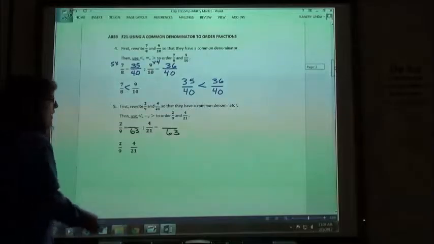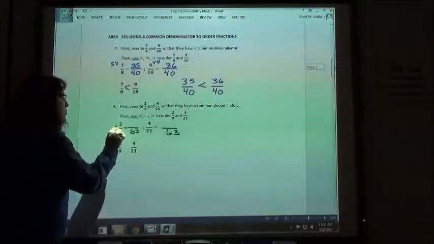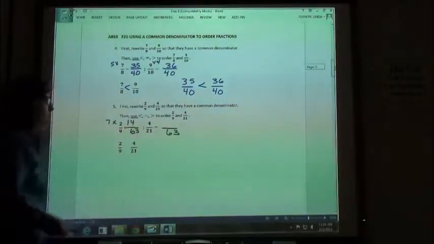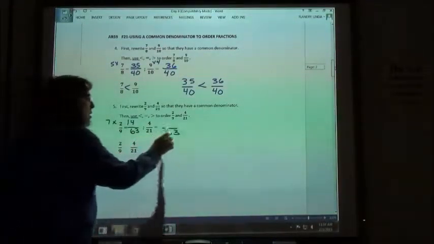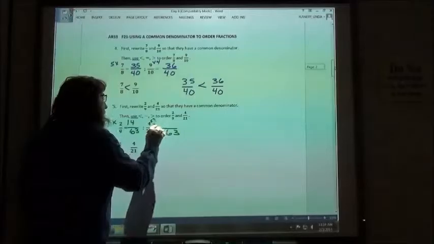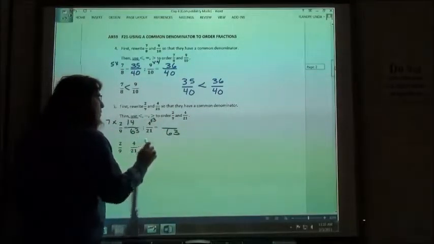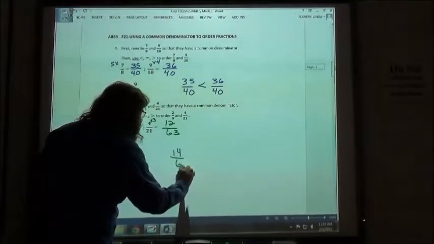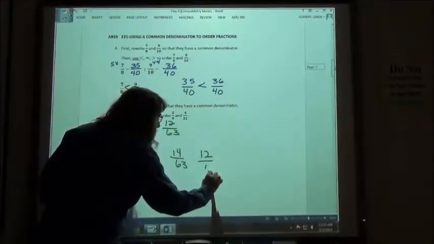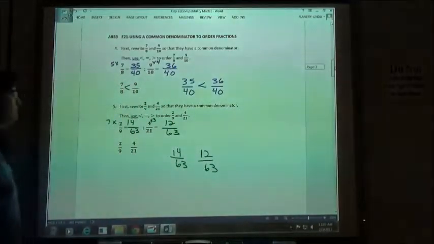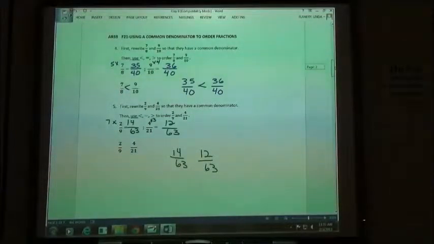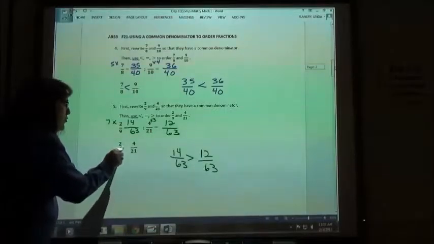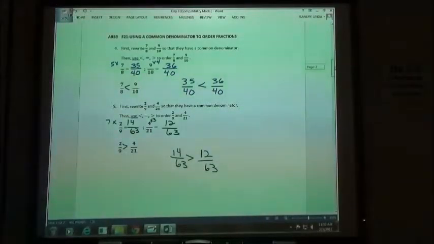Making my equivalent fraction. 9 goes into 63 7 times. 7 times 2 is 14. 21 goes into 63 3 times. 3 times 4 is 12. So 14 over 63 compared to 12 over 63. We know that 14 is greater than 12, and so 2/9 is going to be greater than 4 over 21.